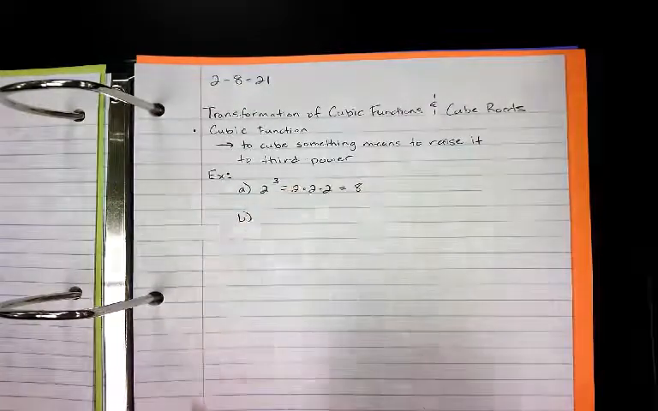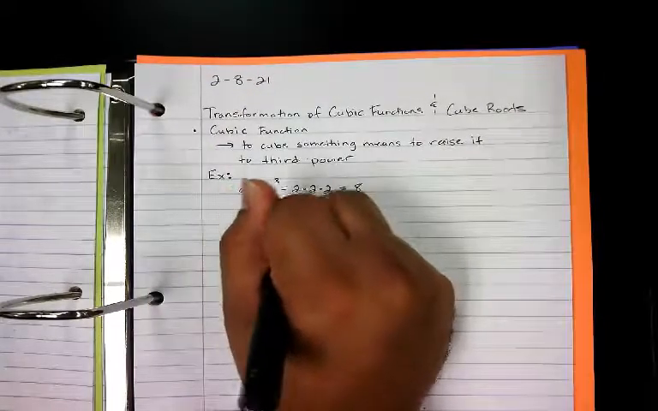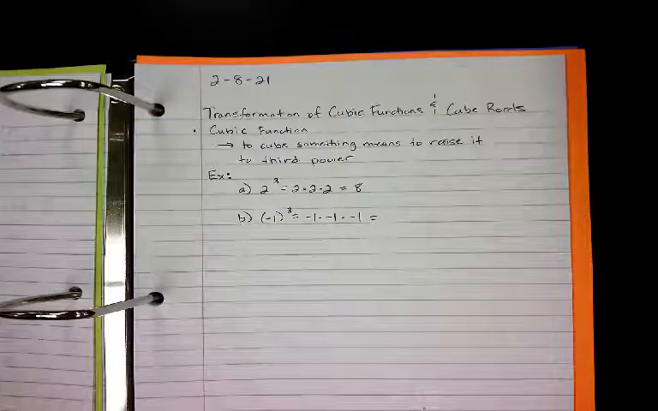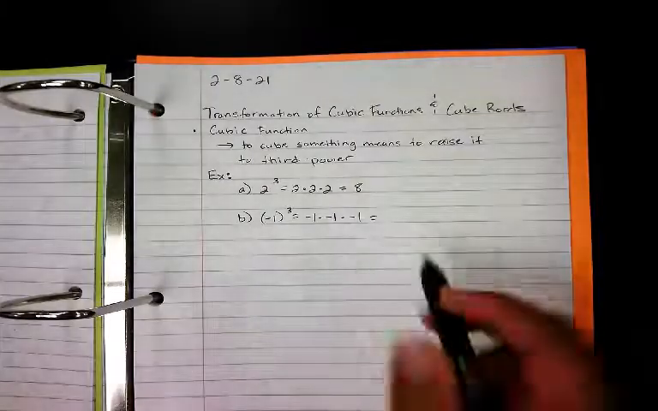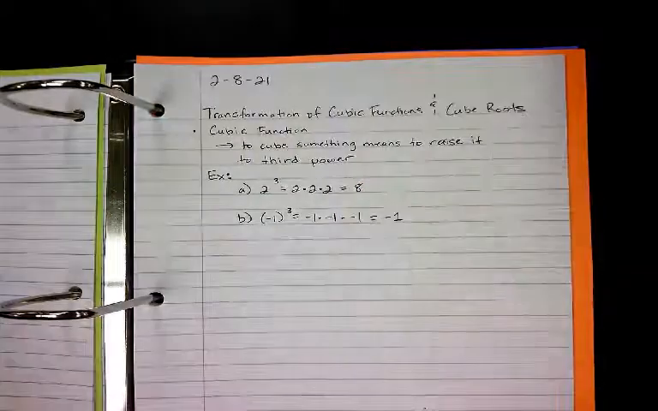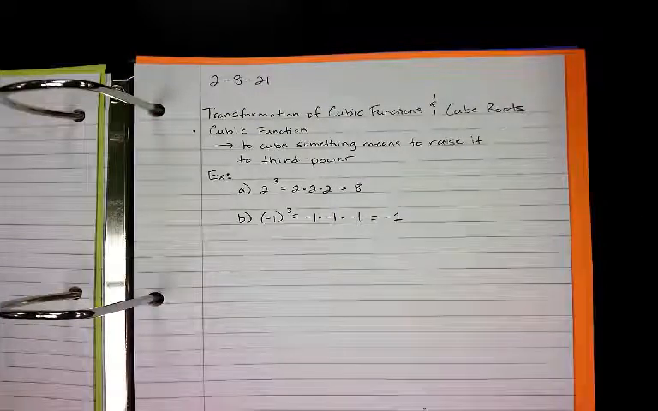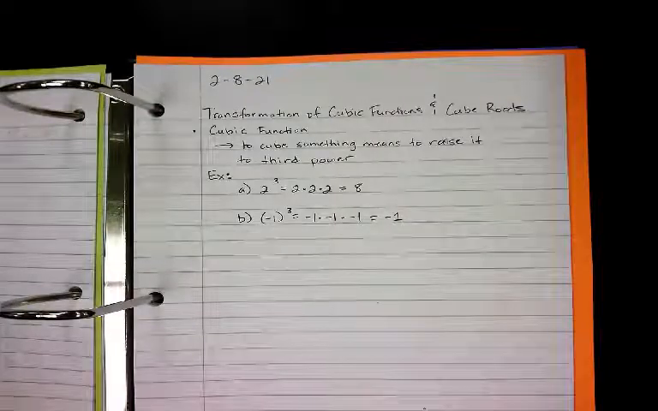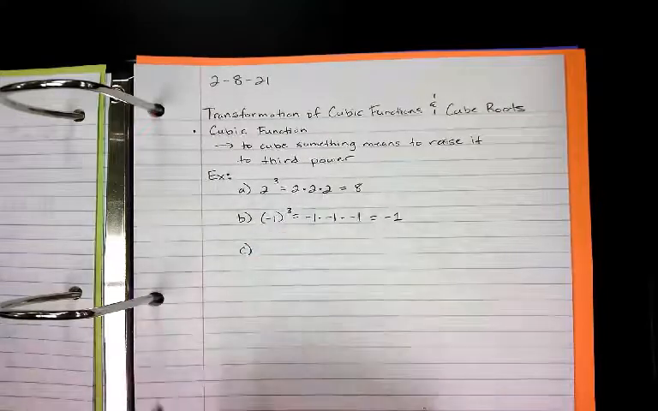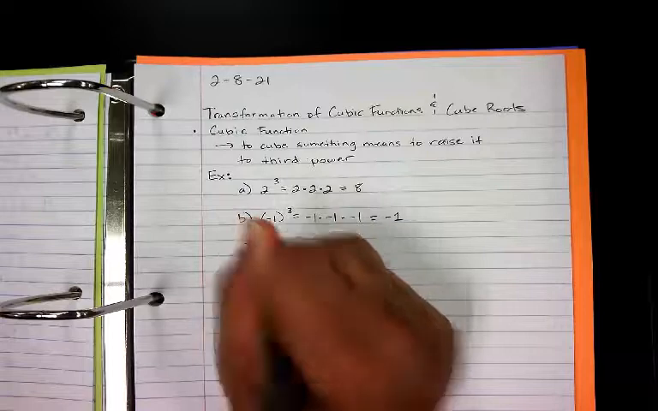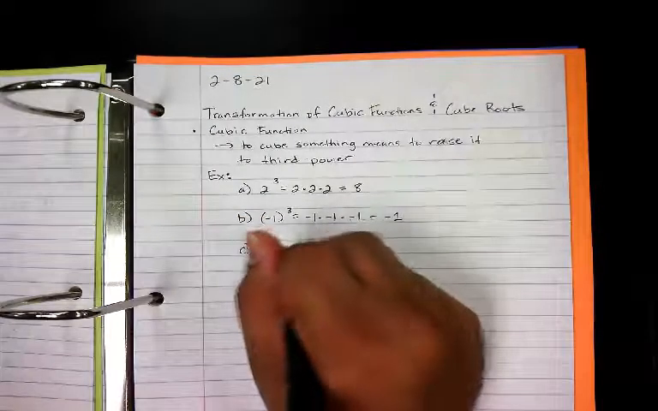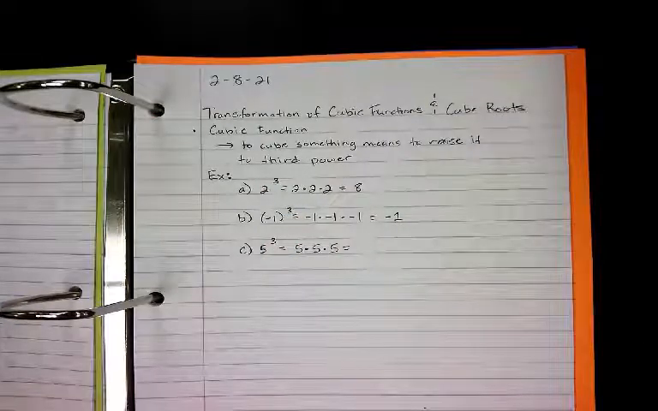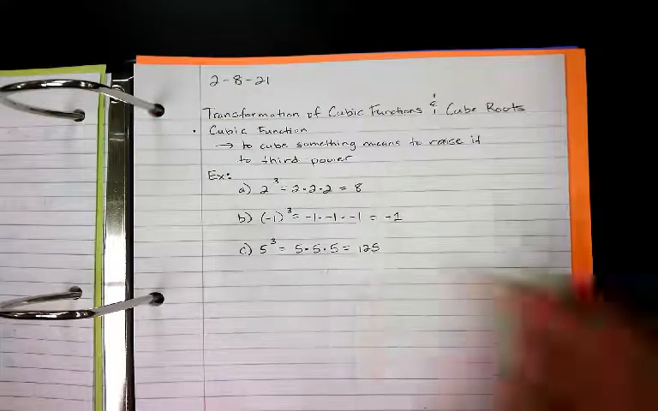Okay, example B, say I have negative 1 to the third power. This would be negative 1 times negative 1 times negative 1. So negative 1 times negative 1 is 1, times negative 1 gives you back negative 1. And then we got example C. Let's just say 5 to the third power. That'll just be 5 times 5 times 5. It gives you 125.